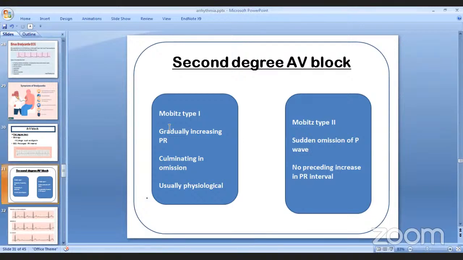So, Mobitz type 1 is usually physiological. Okay, now let's talk about Mobitz type 2. As I say, there is no gradual increase in PR interval or anything like that. No preceding increase in PR interval, but there is a sudden omission of the QRS.